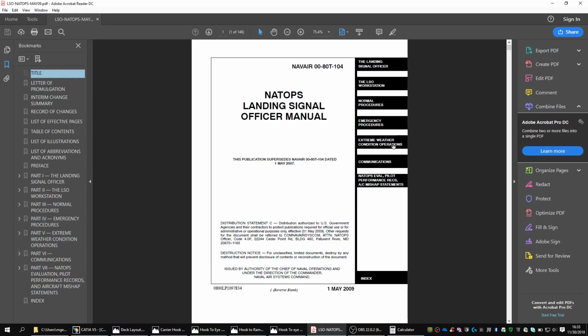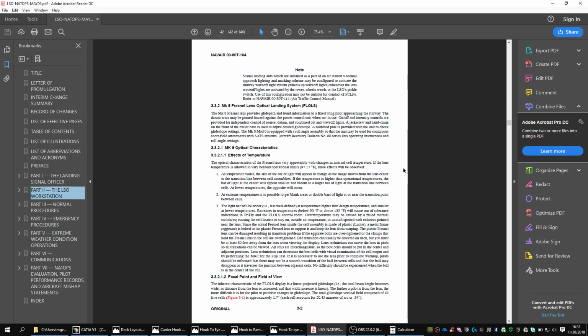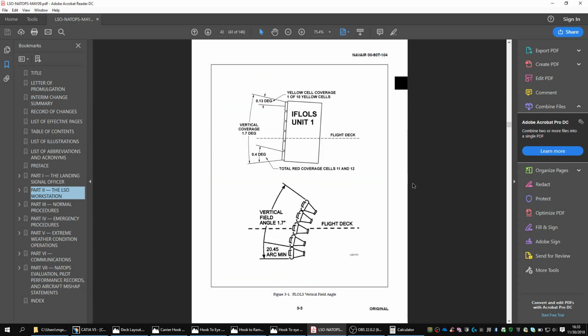Well, let's see if that makes sense. There happens to be this LSO NATOPS. It might give us a clue as to whether or not that even passes a sniff test. So we've got the shore-based workstation. We've got the IFLOLS unit. We've got 6 cells. Each cell contains 2, not cells, that's probably the wrong word. Cell is probably the light bulb. Let's call these boxes. We've got 6 boxes. Each box contains 2 lights.